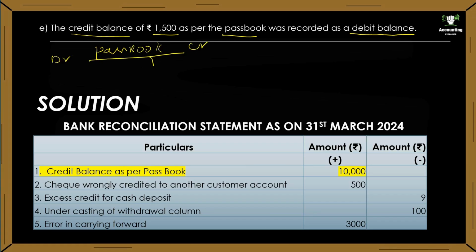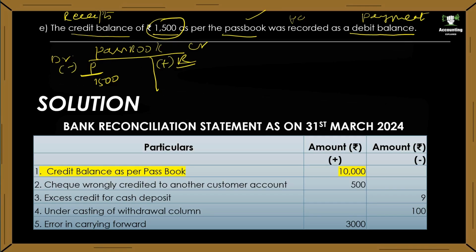DR, CR. DR is payment. I will write only P for payment or R for receipts. Okay. So the credit balance of rupees 1500 as per the passbook is recorded as a debit balance. Credit balance of the passbook means it is receipts, recorded as a payment. Debit balance means payment according to the passbook. So we have written the receipts as payments. Receipts are added and payment is a deduction, expenses is a deduction. Instead of adding, we have deducted rupees 1500.